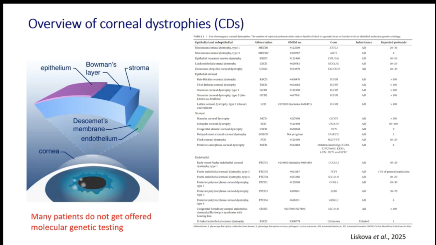This slide shows a current overview of known corneal dystrophies and only entities that have a high level of molecular genetic evidence, such as a known gene or mapped locus, as per Online Mendelian Inheritance in Man, are listed. Unlike inherited retinal disorders, it's, from my point of view, interesting that many patients with corneal dystrophies still do not get offered molecular genetic testing. One of the reasons might be that corneal dystrophies are viewed as surgically treatable, thus you have something to offer to the patients.